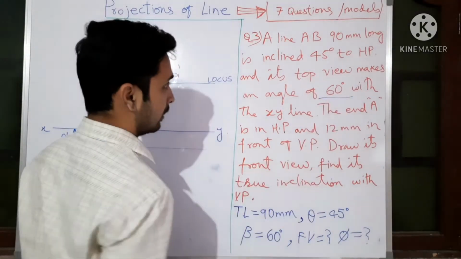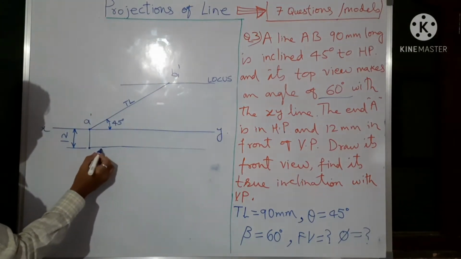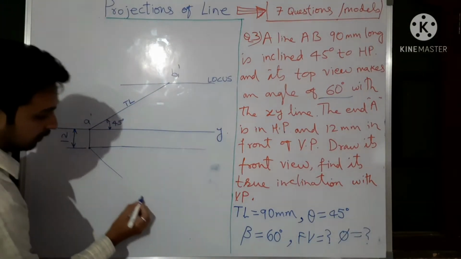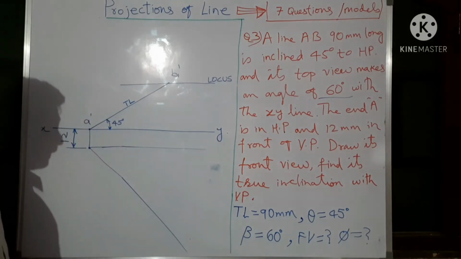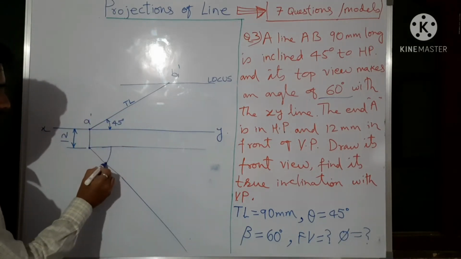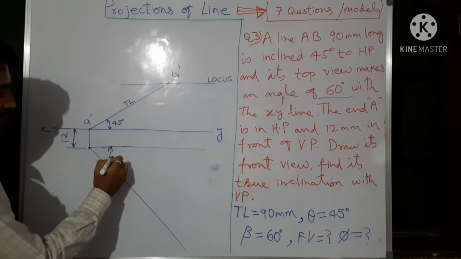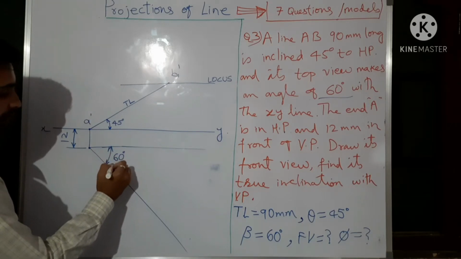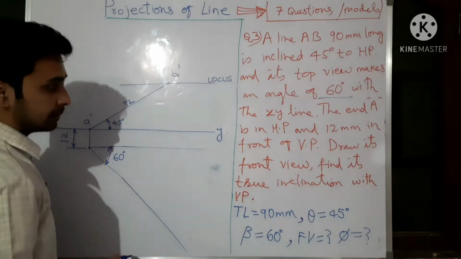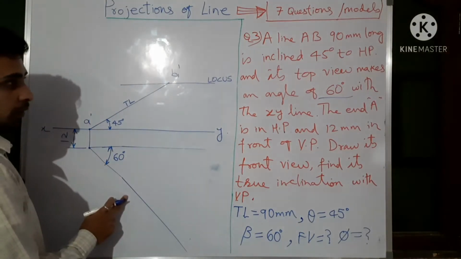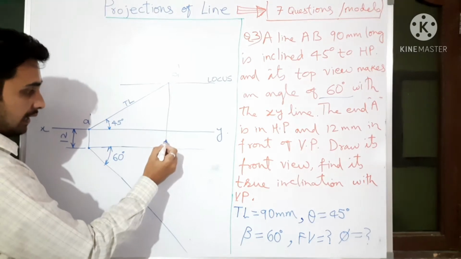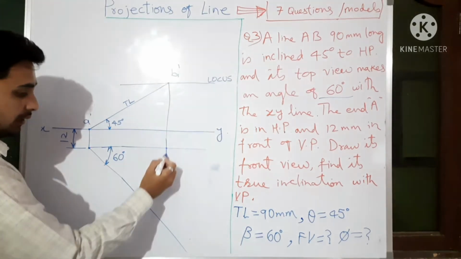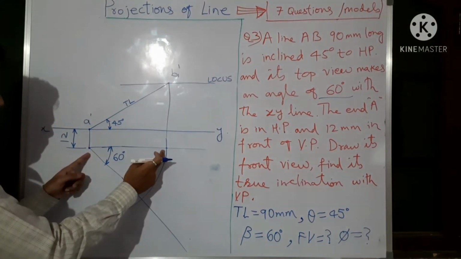Top view is at 60 degree. So here, 60 degree you take and just go some length we don't know. What we know is beta is 60 degree. This is beta 60 degree top view. Length we don't know. So what you need to do, take this projector down and rotate it with this radius.